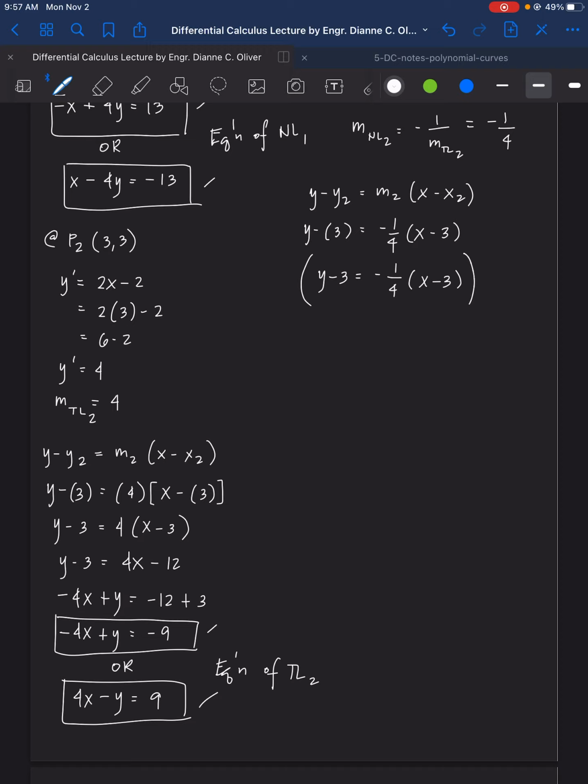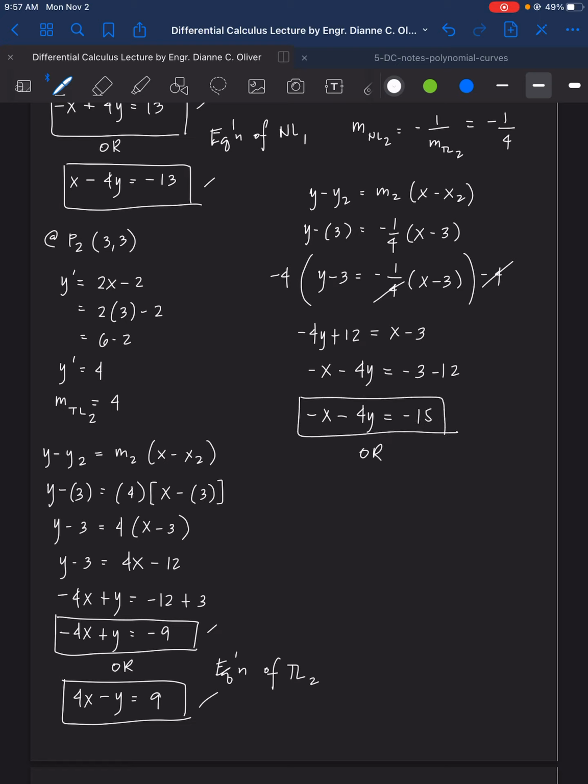Then multiply both sides of the equation by negative 4, so that we can cancel out negative 4 here. Then distribute negative 4 on the other side: 4y plus 12 times x minus 3. This becomes negative x minus 4y equals negative 3, negative 12, so negative x minus 4y equals negative 15. Or you can have x plus 4y equals 15. So either of these two are the equation of normal line 2. Okay, so that is for example number 3.